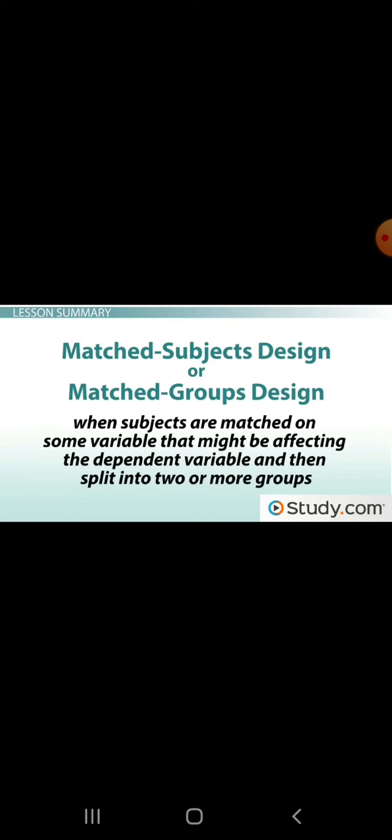Experimental design is the way that a study is planned in order to answer a research question. One important type of experimental design is a matched subjects design, also called a matched groups design, which is when subjects are matched on some variable that might be affecting the dependent variable, and then split into two or more groups. Strengths of the matched groups design include the fact that it creates equivalent groups, and that it requires fewer subjects than a randomized design. However, there are limitations as well, including choosing relevant and important variables, and leaving subjects out because they don't have a match.